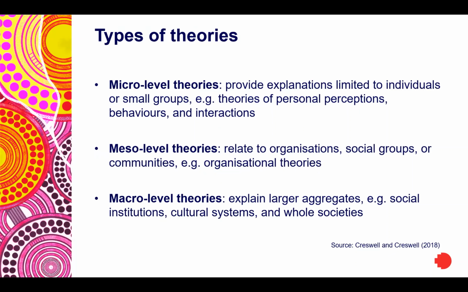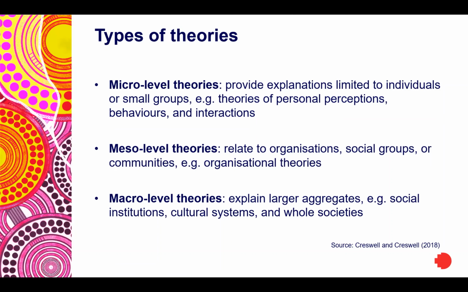Theories can be generally categorized into three types. The first one is called micro-level theories, which provide explanations limited to individuals and small groups. This type of theories help to explain personal perceptions, experiences, behaviors, and interactions, etc. You probably can find many of these types of theories in the psychology area, for example.